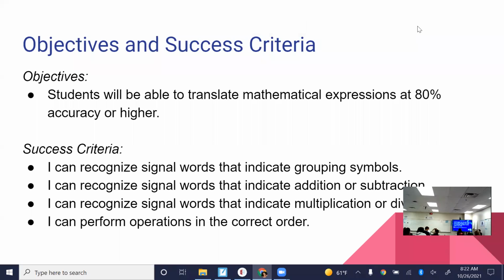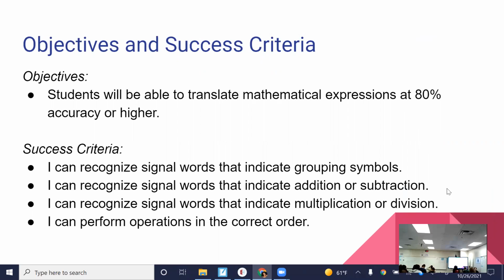So today's lesson is about translating mathematical expressions. So taking a sentence like 3 times a number increased by 2 and making it 3n plus 2.